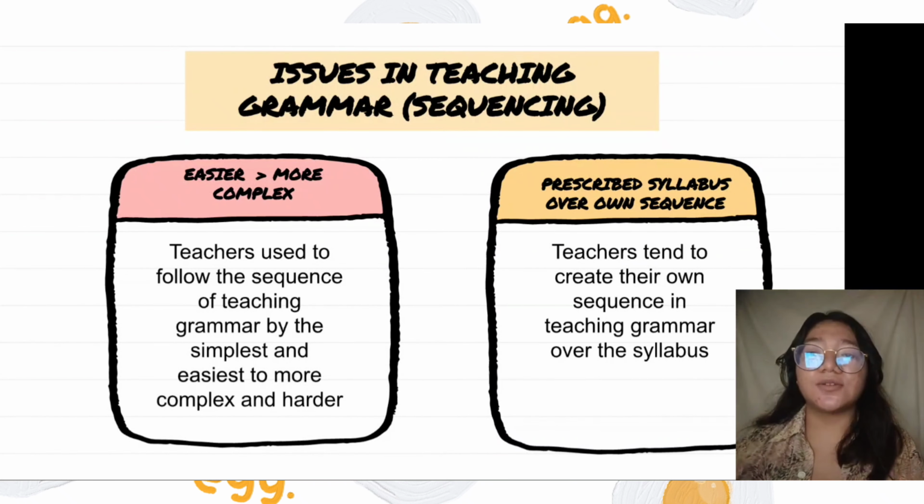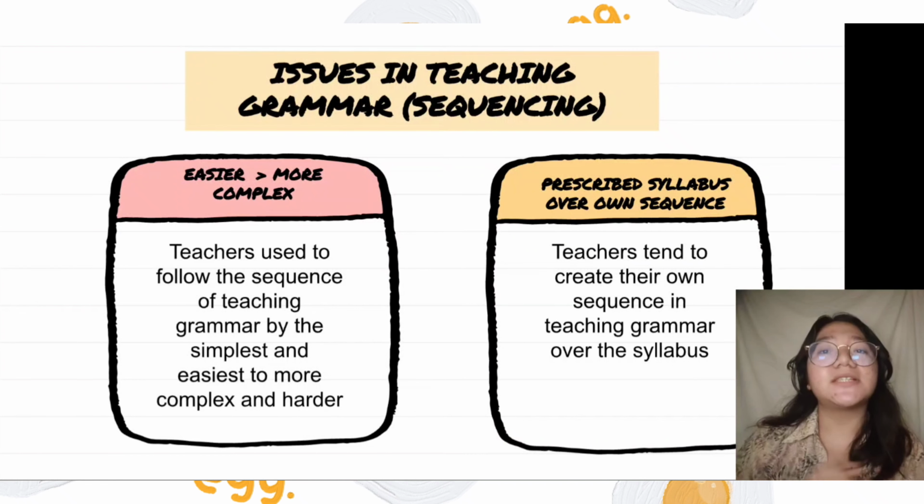Naranasan ko to nung high school ako since first grading, second grading, third grading, madali lang. After ng third grading, fourth grading na ang hirap, ang hirap na makakope up and ang hirap gumawa ng task or portfolio minsan. So, yun yung sinusunod nilang sequencing na pinakamadali to pinakamahirap.